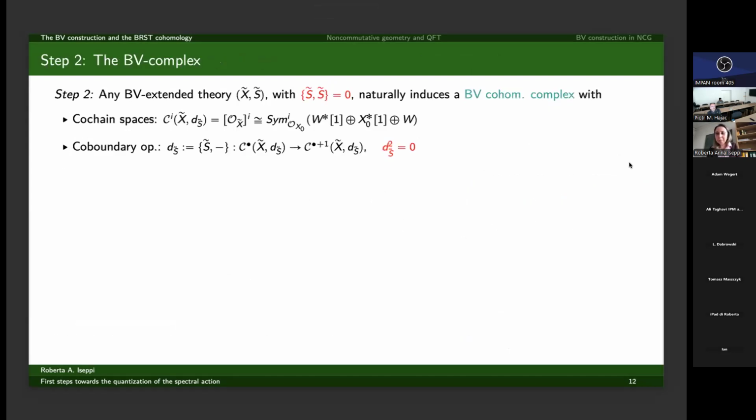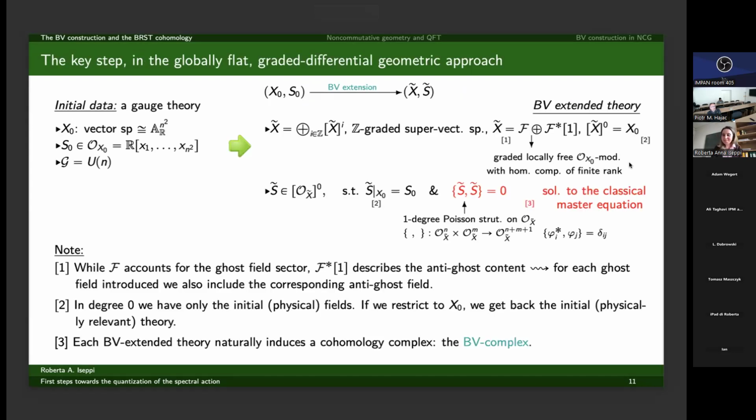So sorry, Roberta, please go back. I'm completely lost now. What is F? What is F star? I'm trying to understand how you get this extension. What is this square bracket 1 as a subscript? I completely don't understand what you write.